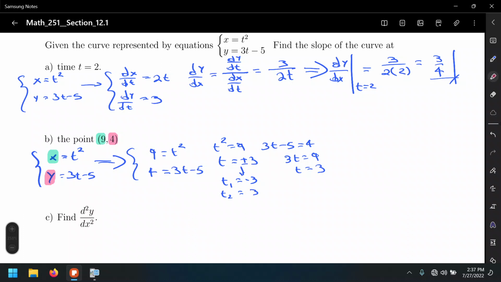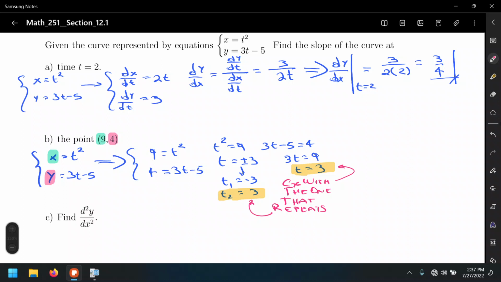We are going to go with the one that repeats. The positive one, exactly. And let me write it down as a side note: go with the one that repeats, in this case the positive 3. And that's the time at which the particle is at the point (9, 4) when it follows the path described by that set of parametric equations.